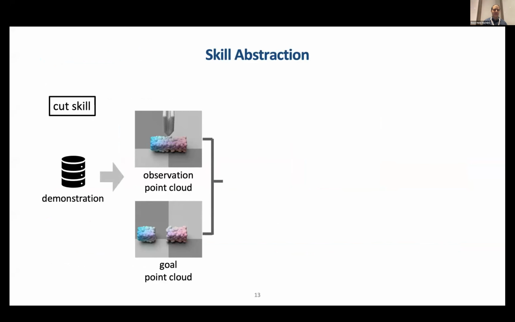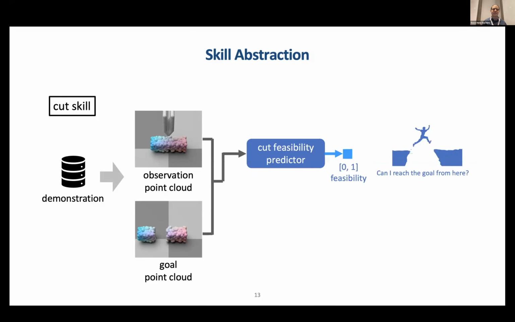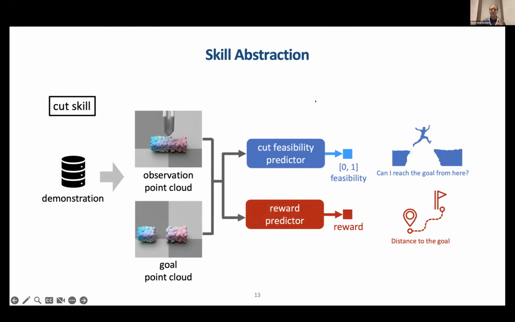Okay, so in order to plan over these skills, we're going to need some kind of skill abstraction. So for example, for the cut skill, we'll have a set of demonstrations, and then we can take an observation point cloud and a goal point cloud from the demonstration, and train what we call a feasibility predictor, which is going to be some score between 0 and 1, which indicates whether or not we can reach the goal from some observation using this skill. We also have a reward predictor, which essentially is going to give us the distance between the observation and the goal.